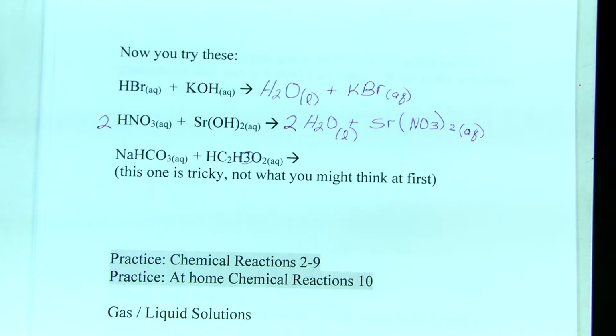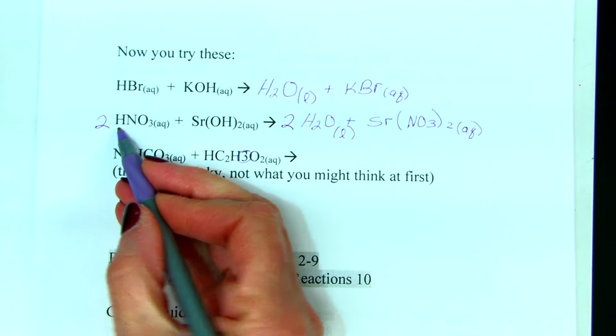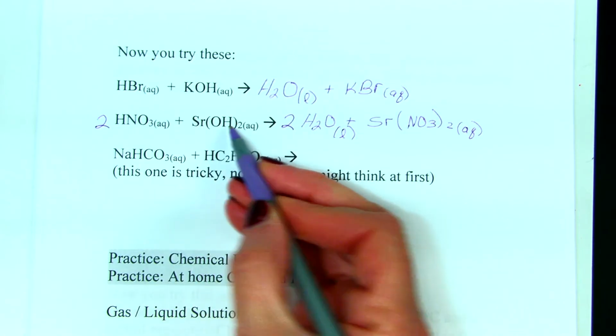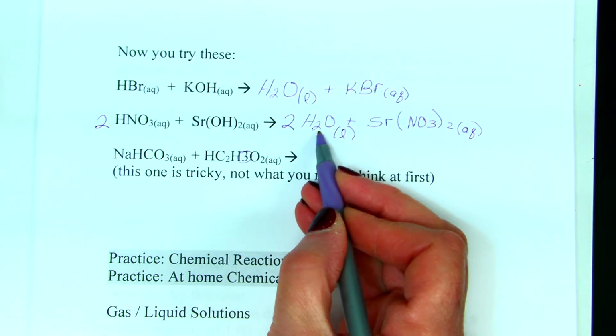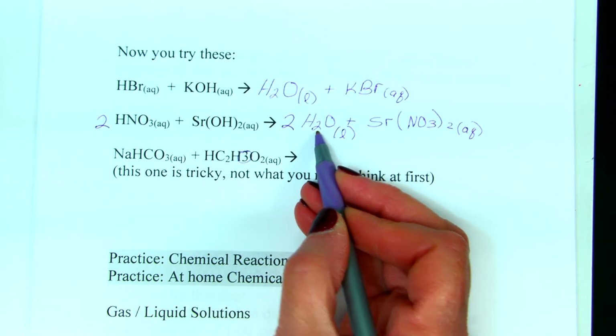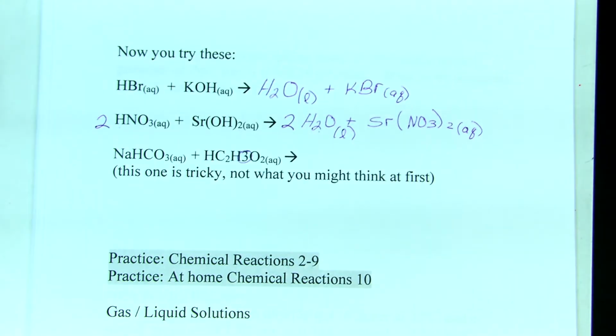A 4 where? I have 2 hydrogens here. 2 hydrogens here is 4. 2 times 2 is 4. So, because there's that subscript of the 2, I only need 2 in front of the water.